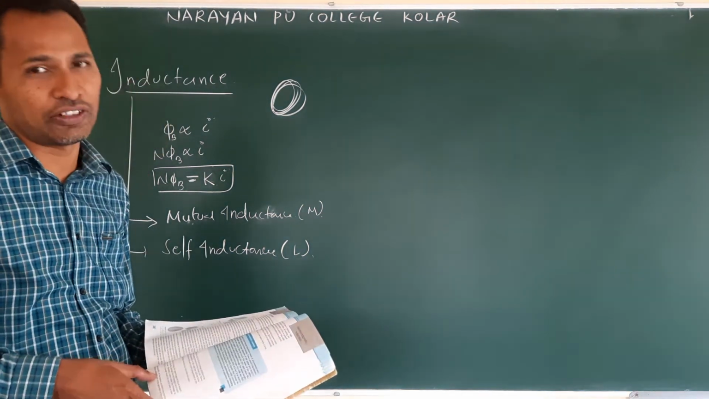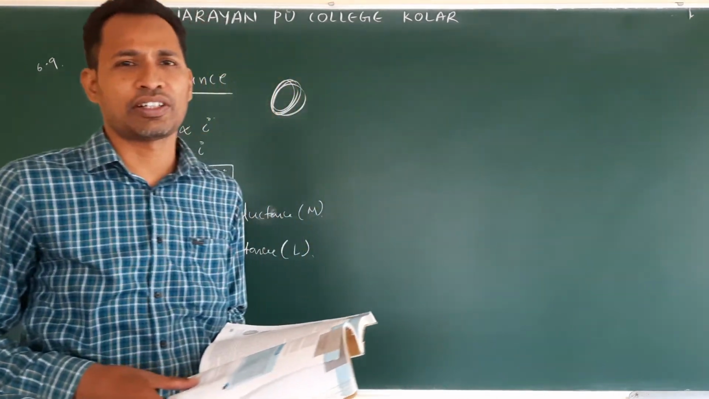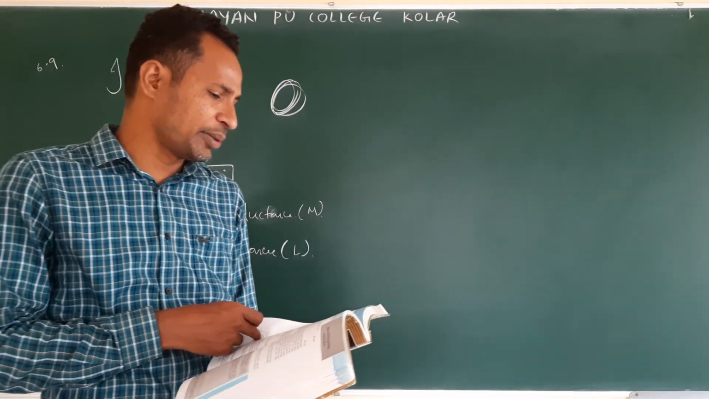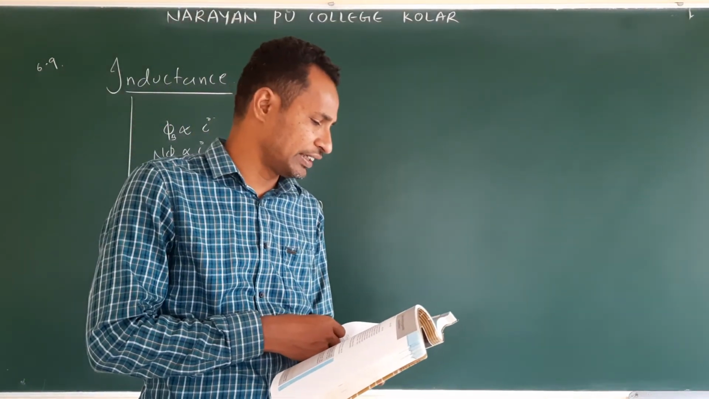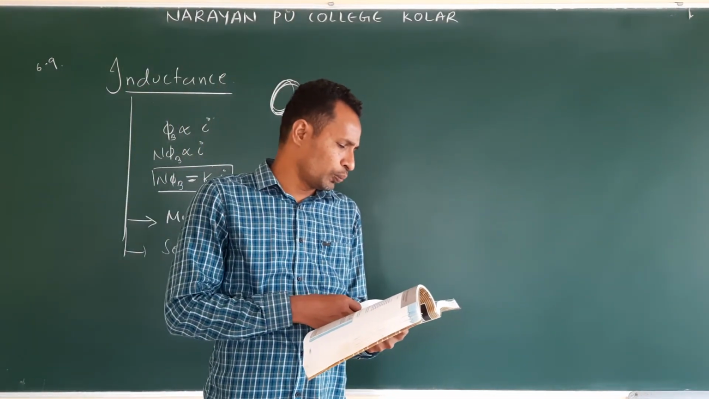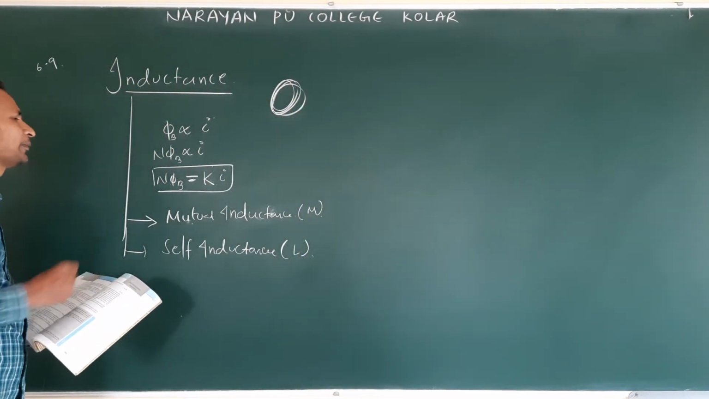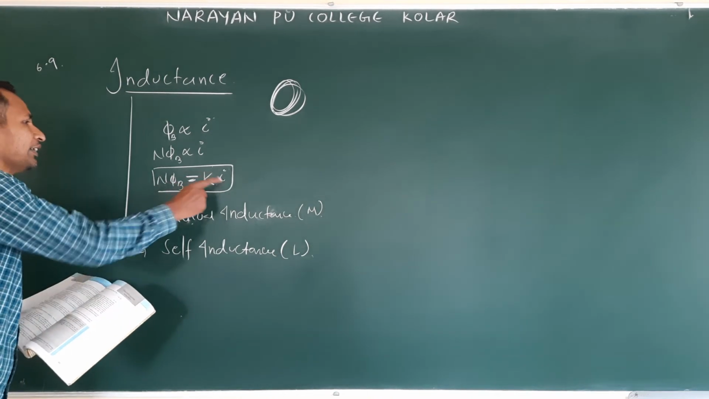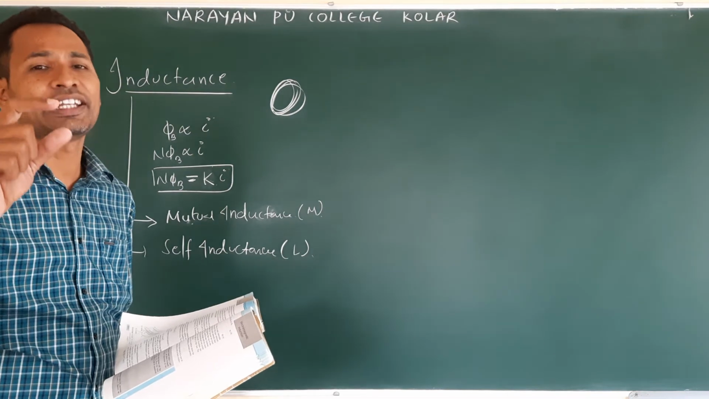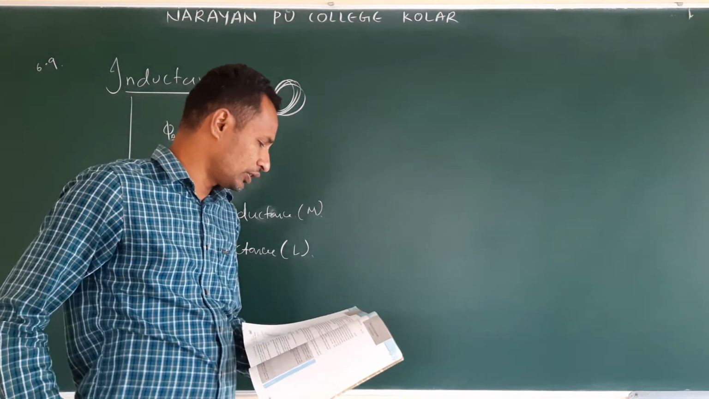Mutual inductance depends on the geometry of the coil, meaning the shape and size of the coil, and it is an intrinsic material property. Self-inductance does not depend on phi B or on I. It depends on the geometry of the coil and the intrinsic material properties.